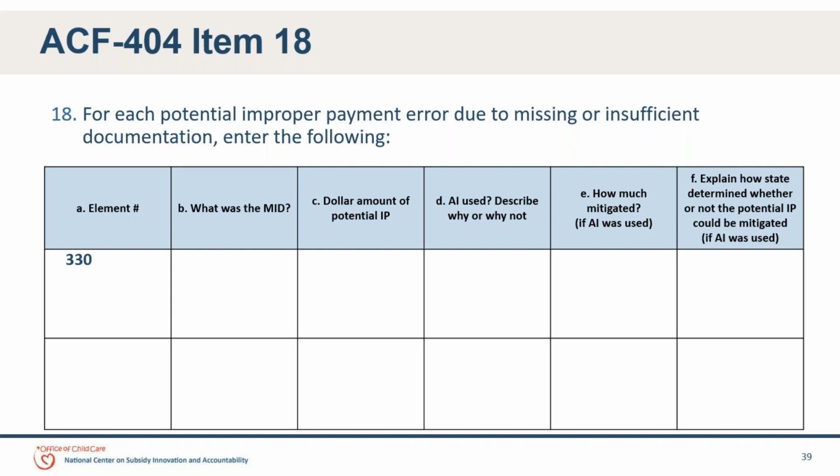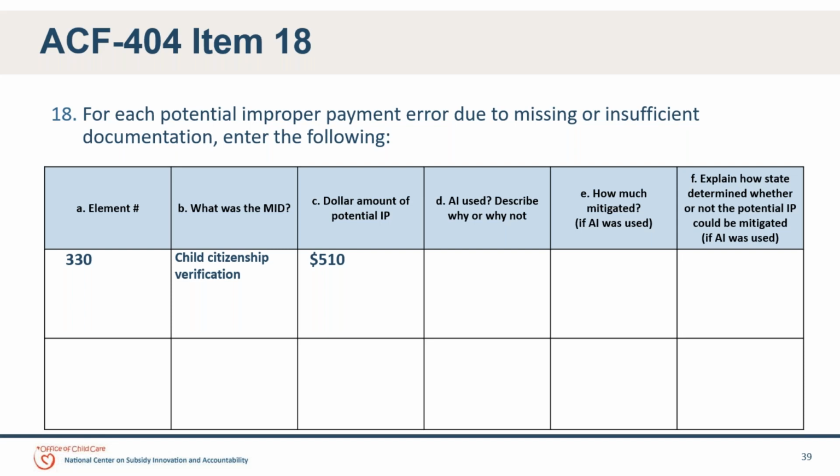Column A is asking for the element of the record review worksheet where that error was identified. So in our example here, we're going to say it was element 330. And if you have that MID table in front of you, it's column 1 of the MID table. Column B is asking for a description of the documentation that was the MID. What was missing? So in our example, we're saying it was verification of the child's citizenship. That's column 2 of the MID table. Column C is the dollar amount of the potential improper payment. Here we have 510, and that's the same as column 3 on your MID table.